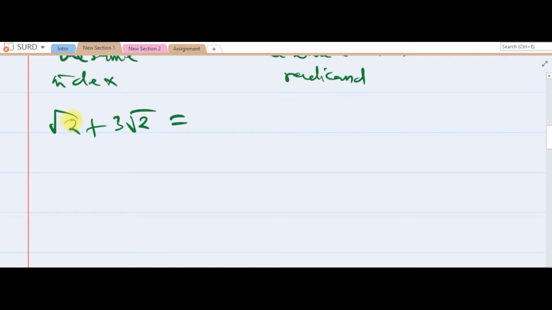Okay, let me use 3. So the index is 2. And how do you add? You bring out the common radicand here, and we now add the coefficients. The coefficient here is 1, while the coefficient here is 3. So the answer is 4√3.